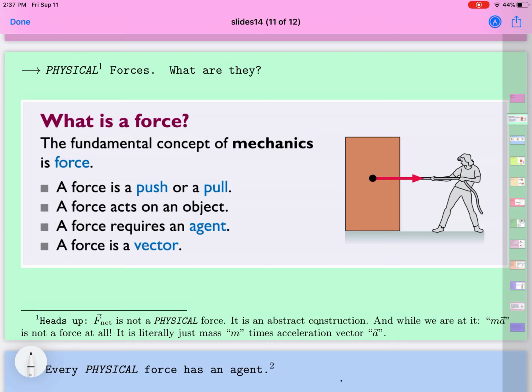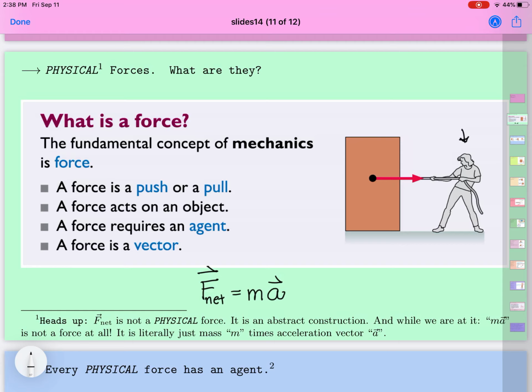And so we have Newton's second law, which is the basis of physics 1 and 2. F net is equal to the mass times the acceleration. So in this case, if the box is accelerating, this physics student pulling on the box is causing a net force through the rope.